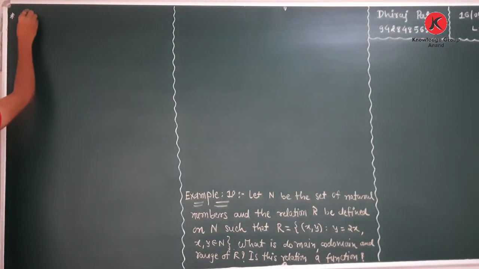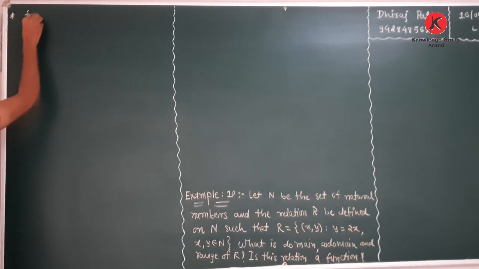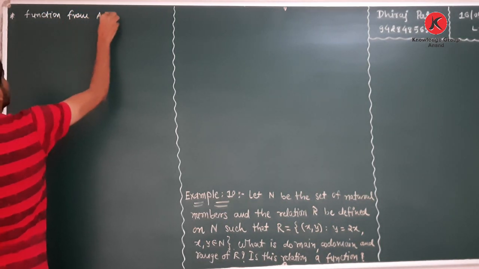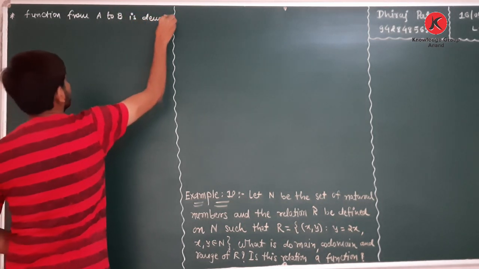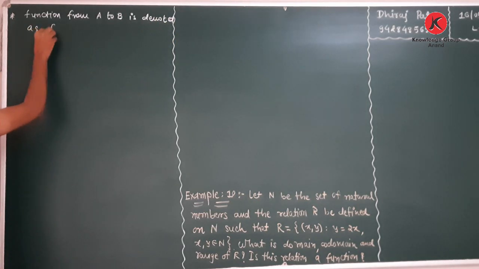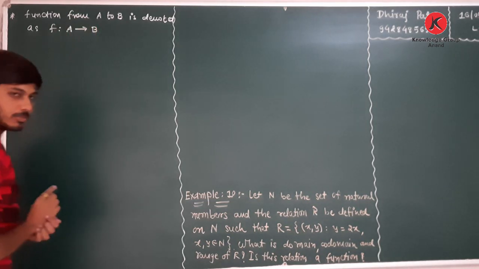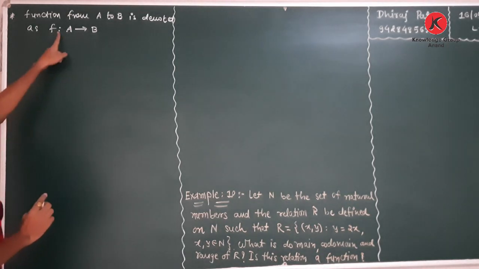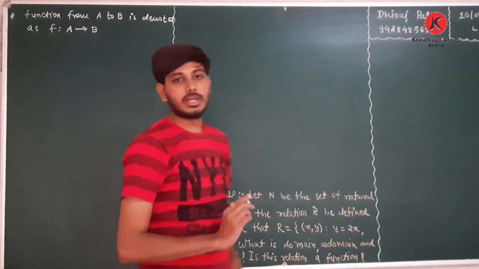Now how to represent the function? Function from A to B is denoted as f from capital A to B. This is the symbol to represent the function from A to B. F from A to B. Okay, this is the function from A to B.